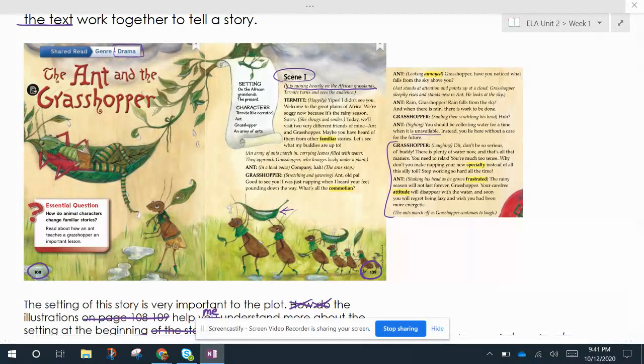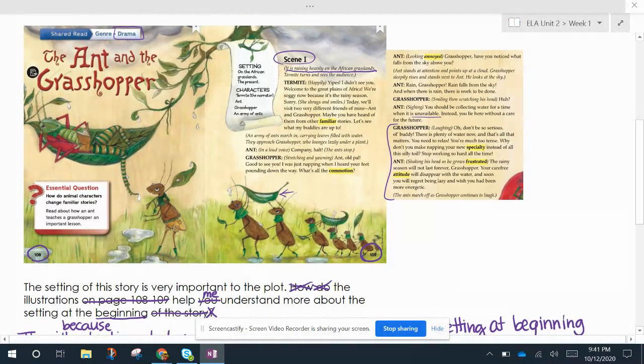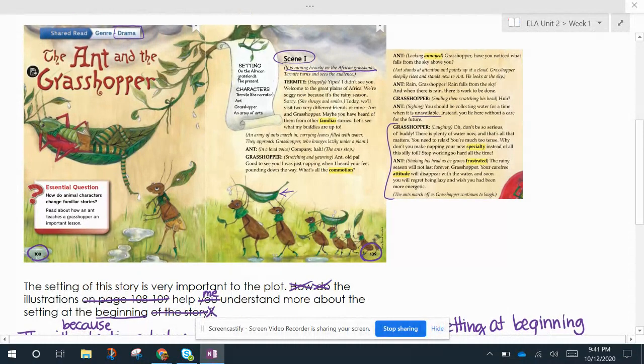Grasshopper laughing. Oh, don't be so serious, buddy. There's plenty of water now, and that's all that matters. You need to relax. You're much too tense. Why don't you make napping your new specialty instead of this silly toil? Stop working so hard all the time. Ant shaking his head as he grows frustrated. The rainy season will not last forever, Grasshopper. Your carefree attitude will disappear with the water, and soon you will regret being lazy and wish you had been more energetic.